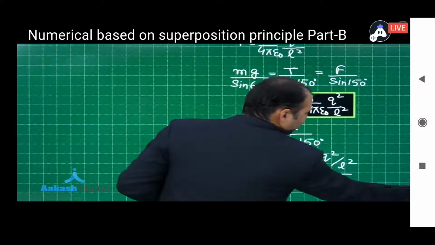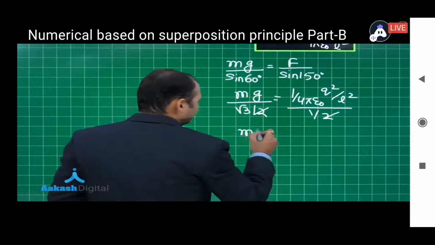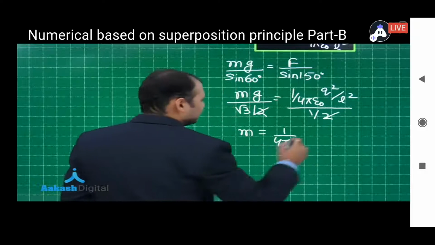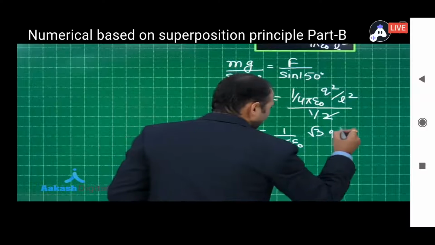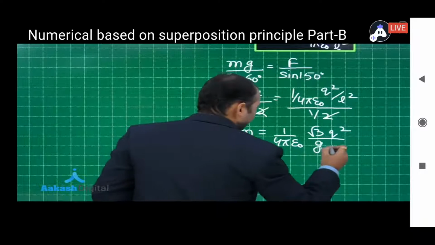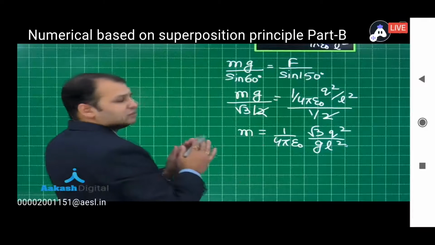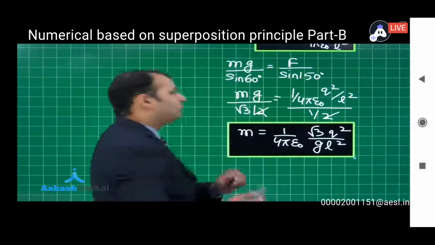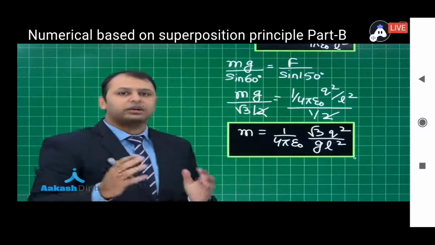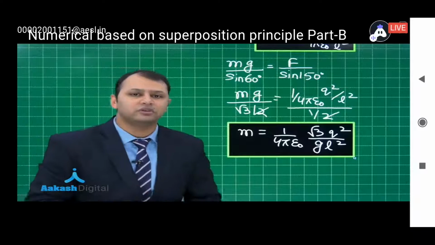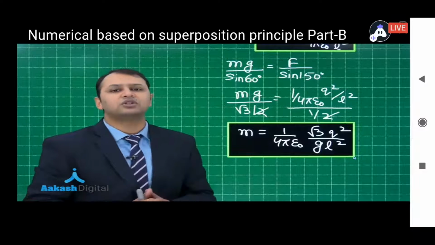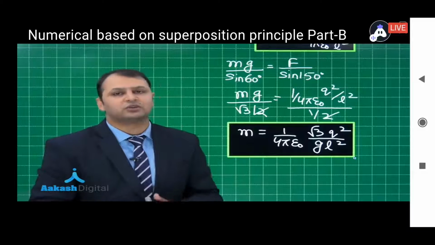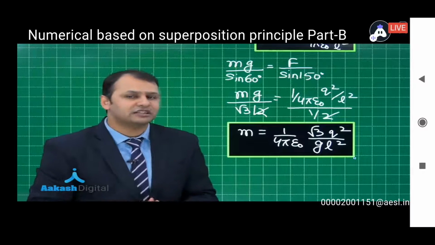From here, if you want to find the value of m, you will be writing m is equals to 1 upon 4 pi epsilon naught, it will remain as it is, root 3 q square by g L square. This is the mass which we are talking about. So we have found both the value of tension and value of mass here very easily. Though we use the method of force, but this was a good question which involves the application of mechanics as well as the electrostatics. And you will see these kind of cases in the exam.